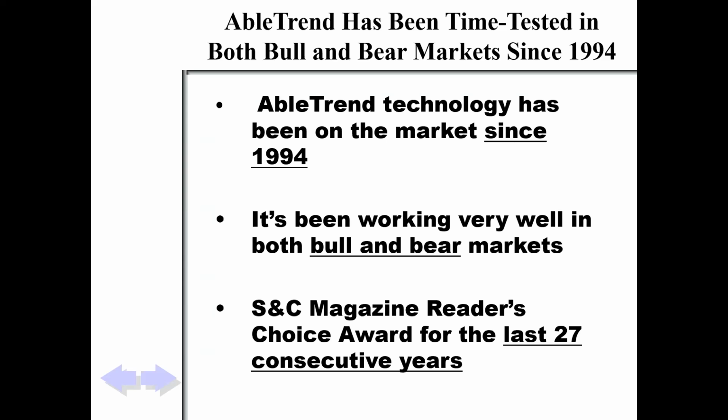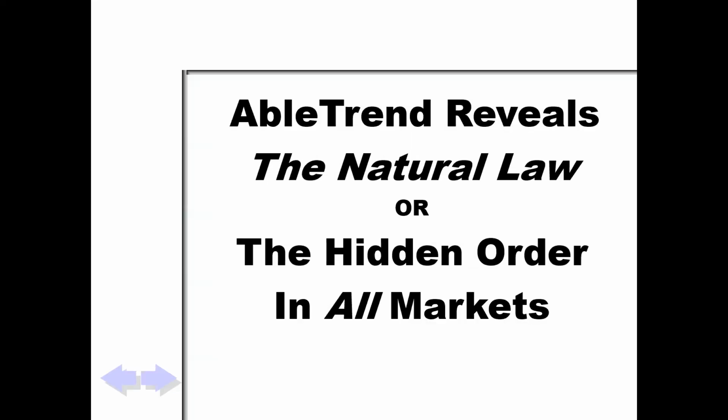It's really been consistent for a long time. AbleTrend's been around since '94. It works the same in bull or bear markets because you're going to get buy and sell signals. And Stocks and Commodities magazine has voted us 27 years in a row now one of the top 3 software programs.